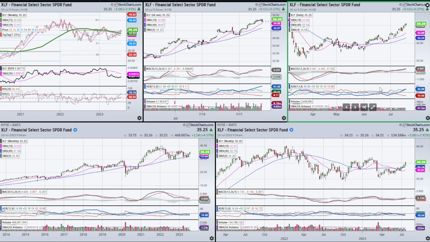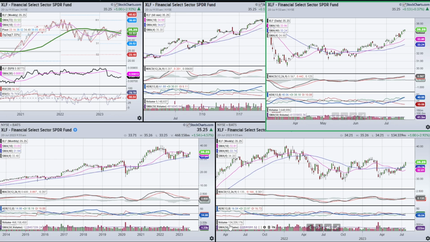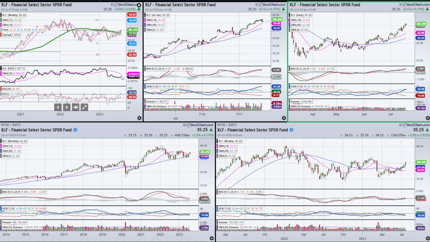So I like the new momentum coming into this. You see the strength that's coming in? I mean, I think that's a really good sign. Something that we should be on the lookout for because I do think that the relative strength line is going to keep improving in this symbol.